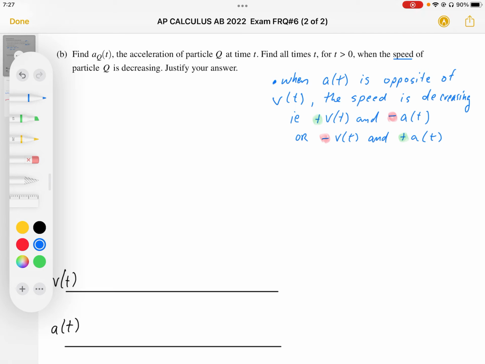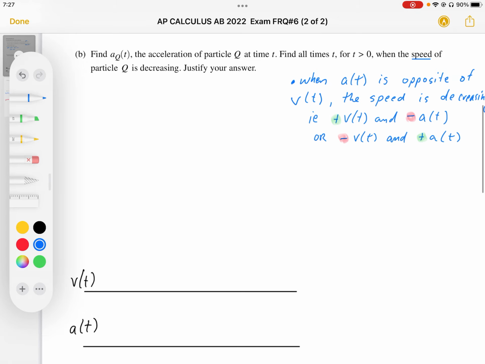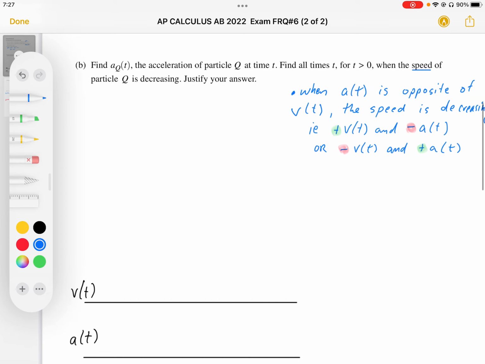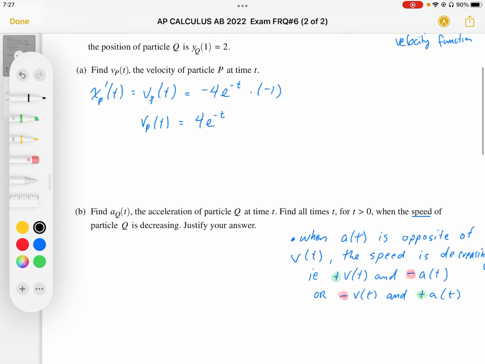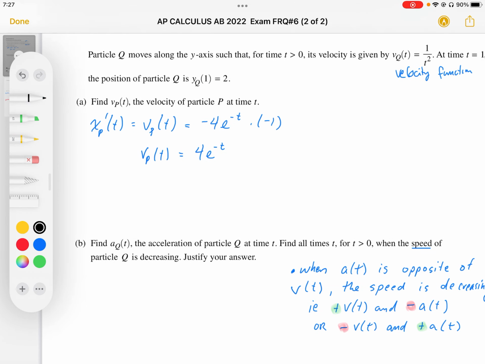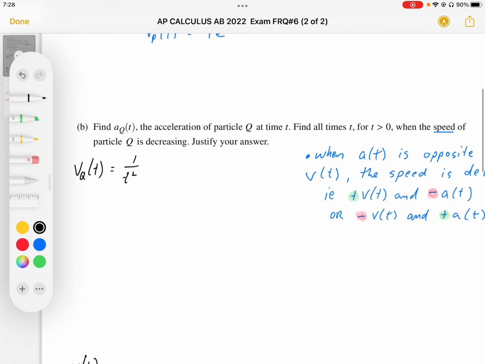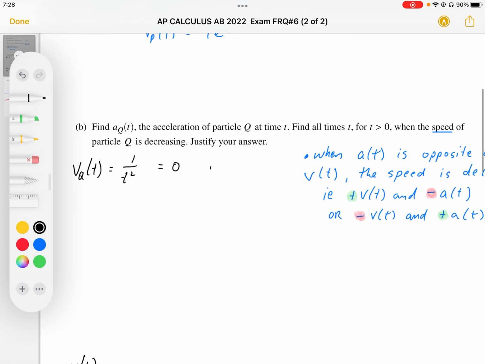So the scenarios could be a positive velocity with a negative acceleration, or we can be going to the left, the velocity is negative, and the acceleration could be positive, or towards the right. So they're working against each other. So first thing I'm going to do is find v_Q and find the zeros of that. So starting with my v function, v_Q(t) is equal to 1 over t squared. We need to figure out when this is equal to 0. And there's no solution to this.